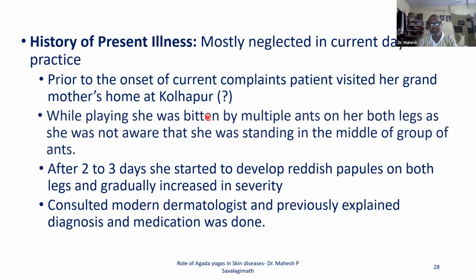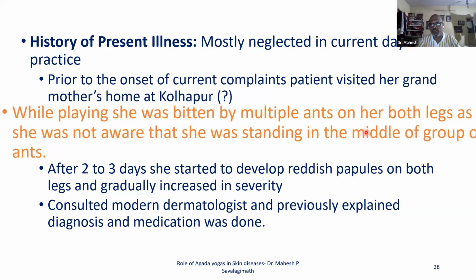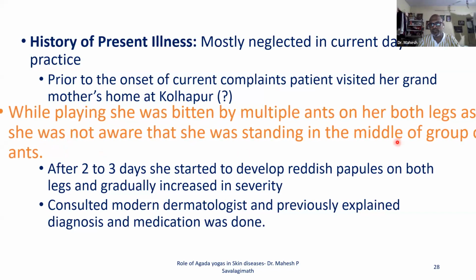What had happened is she had been to Kolhapur, and she was at her grandmother's home. While playing, she just stepped on an anthill. There were red ants, so many, and she got bitten by multiple ants. The kids are busy playing, and she just wiped them off, neglected. After 2-3 days, she started developing these reddish papules on both legs and consulted a modern dermatologist, and it was diagnosed like that. So when I took the history, I came to know about this.